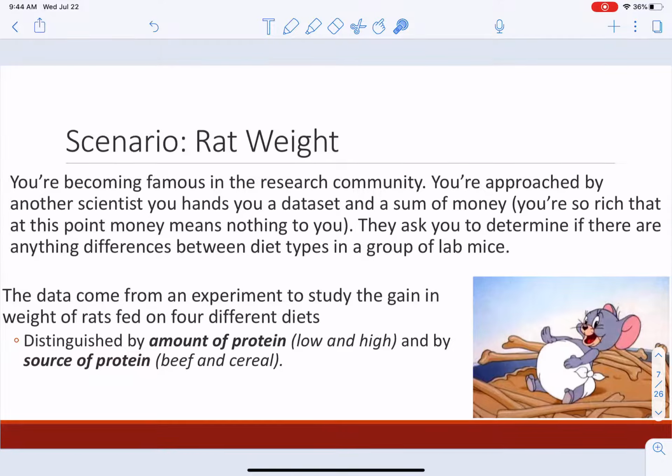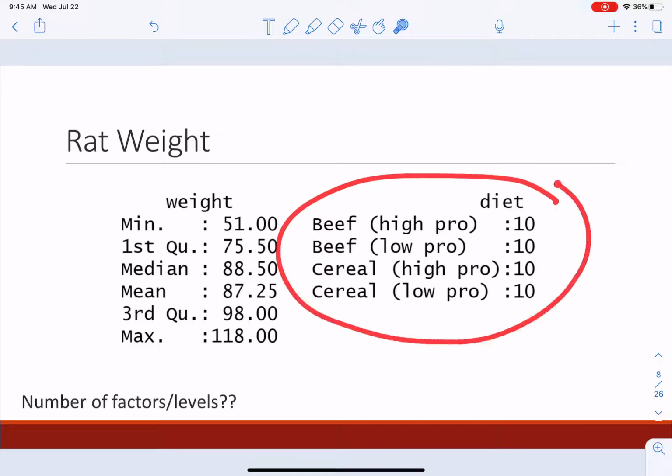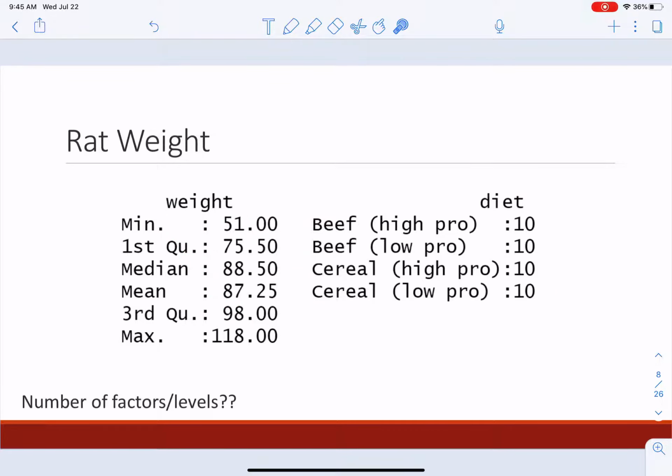In fact, instead of me just fumbling through it, let me show you. So ignore this just for a second, but we'll come over here, right? We can kind of see what's going on, right? So we have our first diet, high protein that comes from beef. And then we have our second diet, low protein that comes from beef, and then high protein that comes from cereal, and low protein that comes from cereal, okay? The details herein are not totally necessary because we're just getting the idea of an ANOVA. We're not getting into the biology of this whole thing.